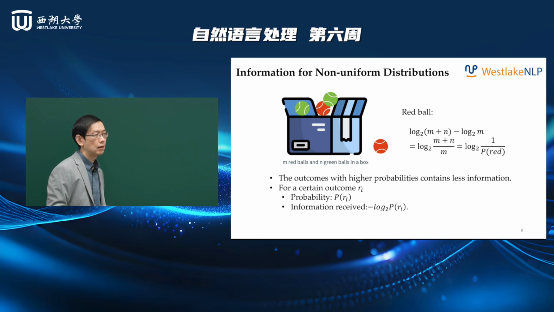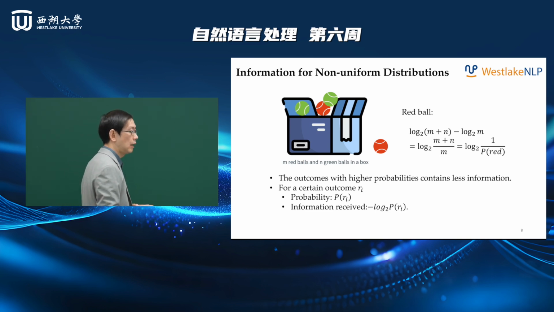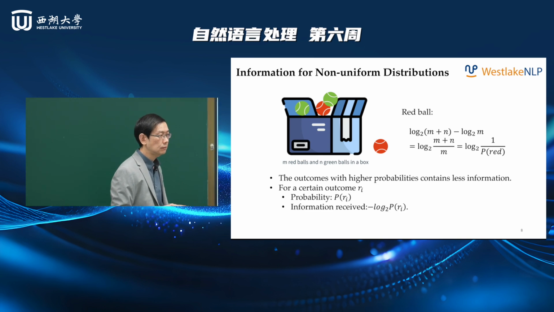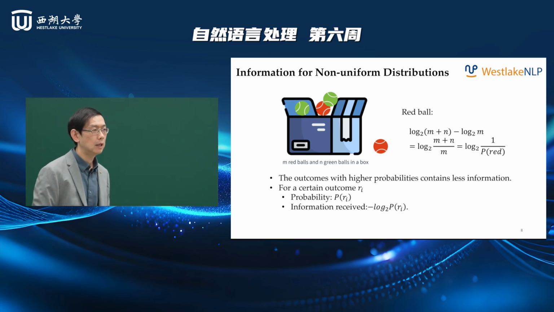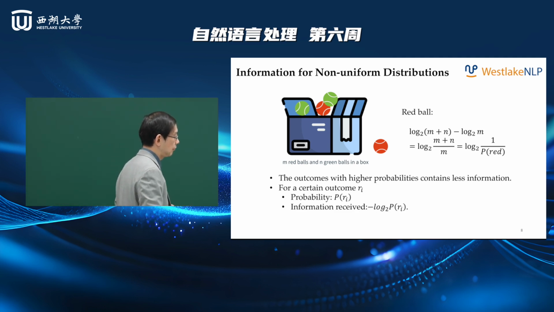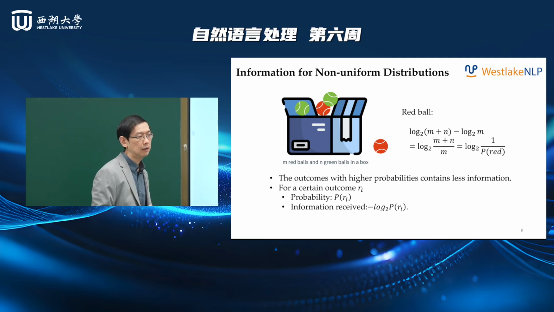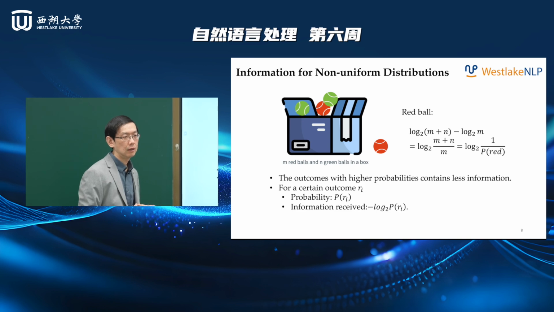So this is intuition, but how do I quantify that? We can still apply the knowledge we used in the previous slide. Originally, you have 8 different choices, right? 5 red balls, 3 green balls.